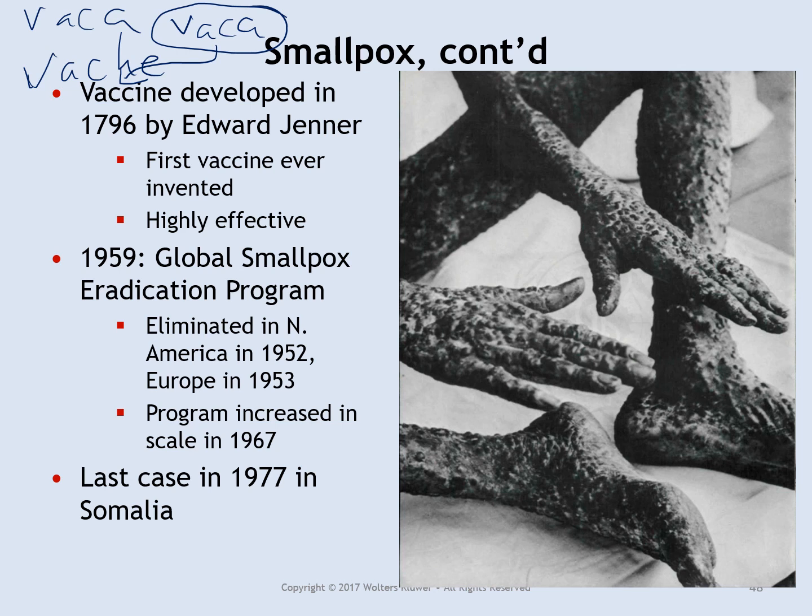It's an excellent vaccine. And about 200 years later, in 1959, the Global Smallpox Eradication Program was developed. And the goal of this program was to eradicate smallpox, to get everybody vaccinated for it so we could get rid of smallpox, because we have a really good vaccine, we have a really terrifying disease. Let's see what we can do about it. Prior to that, smallpox had been eliminated in North America and in Europe in the early 50s. The program really ramped up in 1967, and within 10 years, we saw our last case of smallpox in Somalia on the Horn of Africa in 1977.